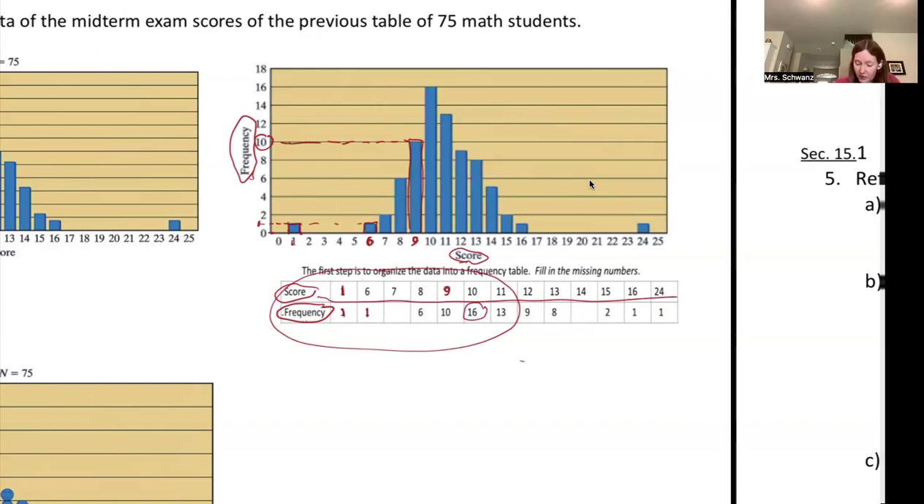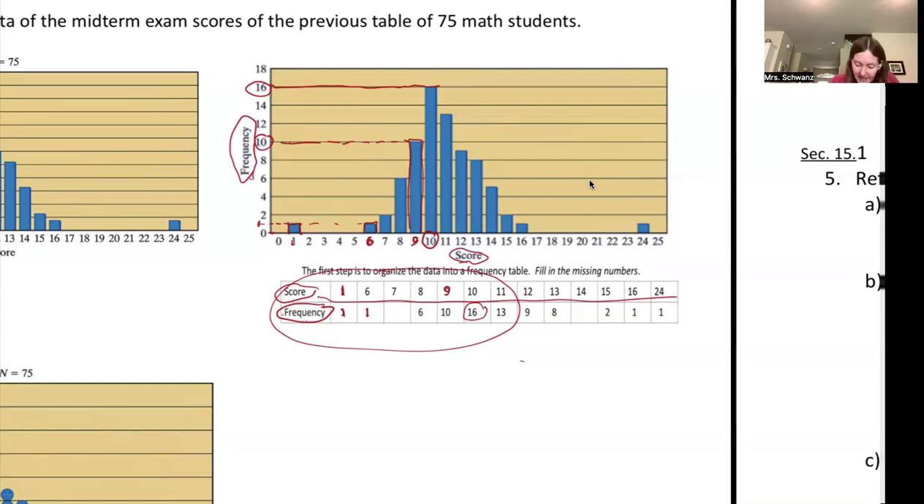And quickly, looking at this graph, we can see what the most popular score is. What is the score that the most students scored? So we can see that the highest rectangle here is 16, right? Or, I'm sorry, the frequency was 16. That means 16 people scored a 10. So there were 16 people who scored a 10 on this quiz. That was the most frequent, and we'll talk about that later. It has a special name that goes with it.